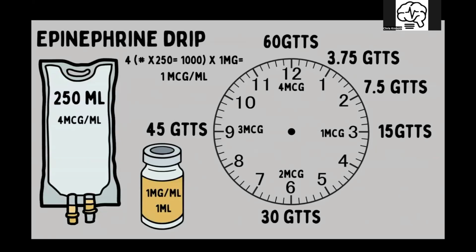So 250, 4 times 250 times 1, so 4. We want 2 mics per minute. We're using a 250 bag. It's 30 drops a minute. 1 drop every 2 seconds.